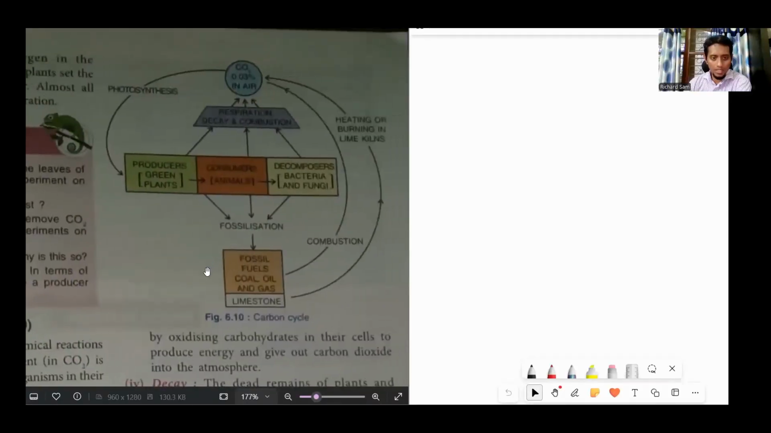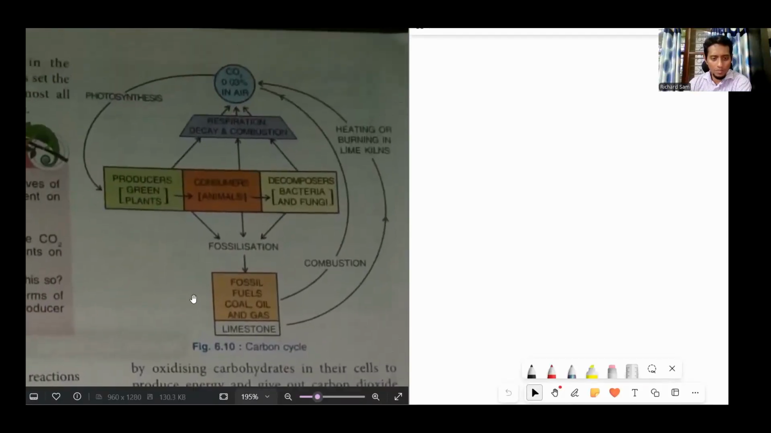Look at this carbon cycle. What do you understand from this? Let's start from the top over here. This is the carbon dioxide in the air. How much of the air has carbon dioxide? 0.03%. That carbon dioxide gets used up in photosynthesis. So producers, that is green plants, contain this carbon because the food is stored over here. If an animal eats the plant, that carbon enters into the animal.